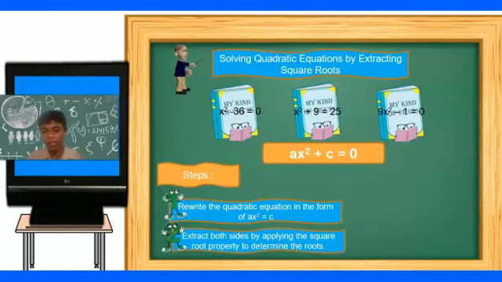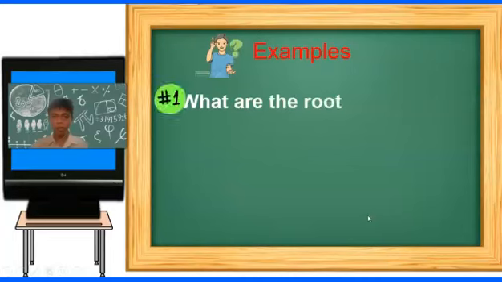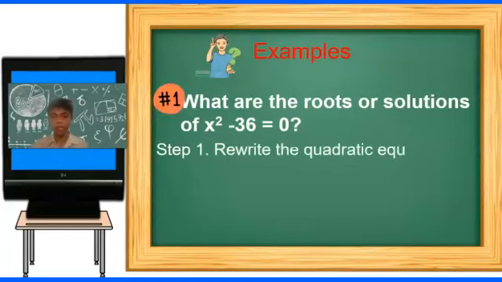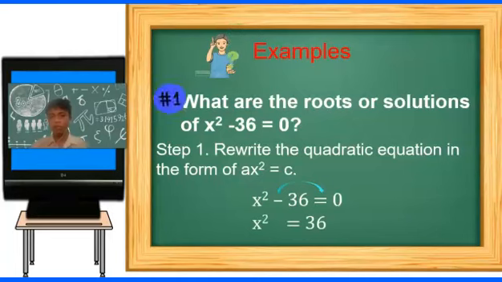So, para mas maintindihan to, magbibigay ako sa inyo ng example. Let's proceed now to our example. For number 1, what are the roots or solutions of x squared minus 36 is equal to 0? For step 1, rewrite the quadratic equation in the form of ax squared is equal to c. So, this is the equation, x squared minus 36 is equal to 0. So, ililipat natin yung negative 36 to the right side. So, mababago ang sign. So, the equation now is x squared is equal to 36.